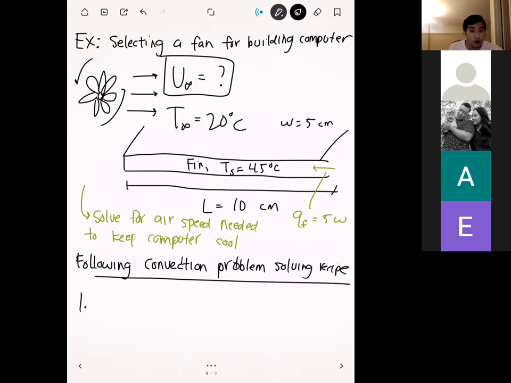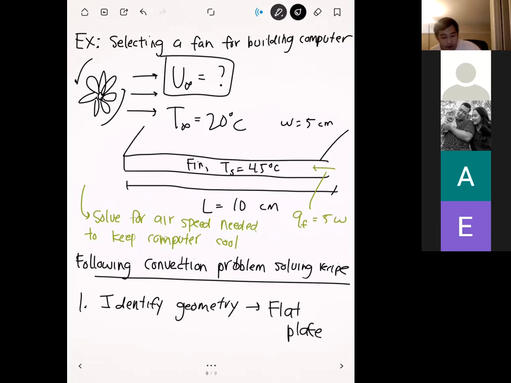All right, and so step 1 of our recipe here is to just identify the geometry. Right now, it's kind of a dummy answer because we only know one geometry so far, but we should still write it down. And so our geometry in this case is just going to be flow over a flat plate, right? And so you can kind of see that in the image.